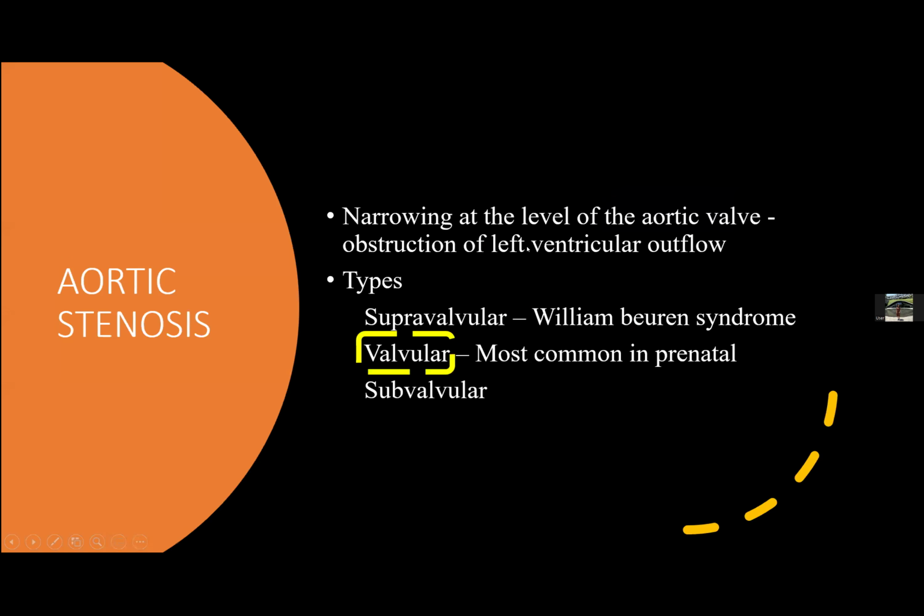Aortic stenosis refers to the narrowing at the level of the aortic valve, resulting in obstruction to the left ventricular outflow. Based on the site of obstruction, it is classified as supravalvular, valvular, and subvalvular. Supravalvular aortic stenosis is classically associated with Williams-Beuren syndrome. In fetal life, the majority of the cases are valvular.